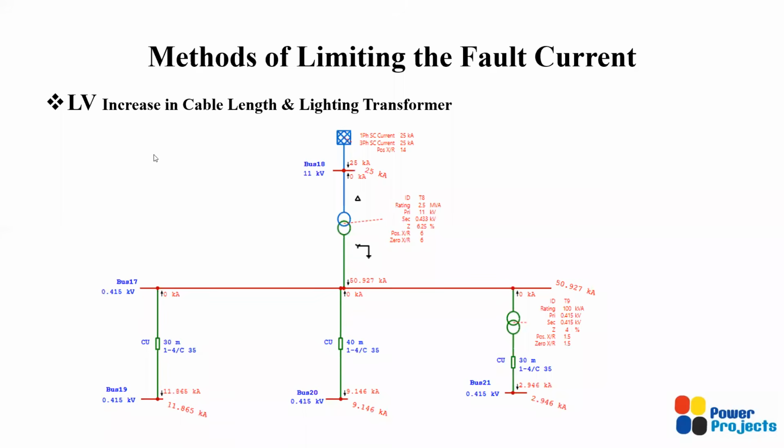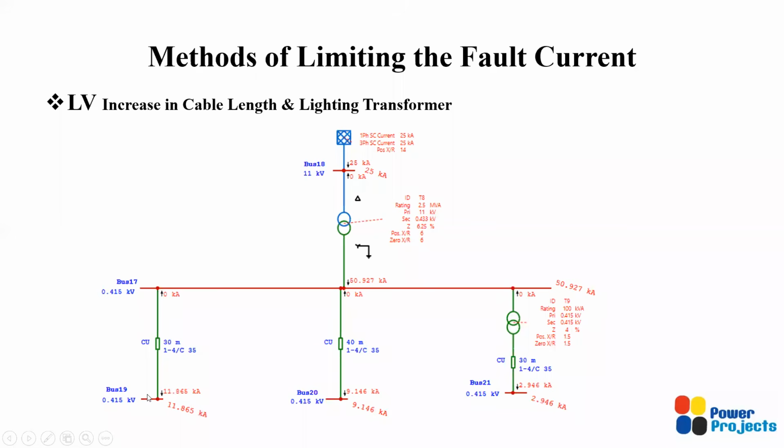So let's talk about LV. Here we have taken a 2.5 MVA transformer. If you look at bus 17, that's the main, you call it PCC, the fault current is about 50.9 kA. If you want to go with a less than 50 kA breaker, then you can slightly increase the impedance and bring this fault current down to less than 50 kA. But this is possible only during the planning stage. This is not possible after the transformer has been manufactured.